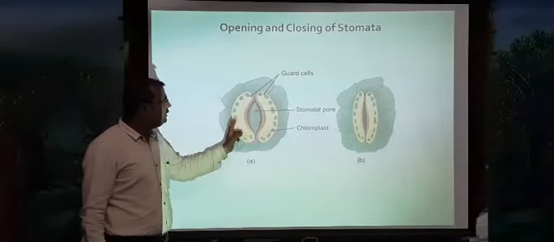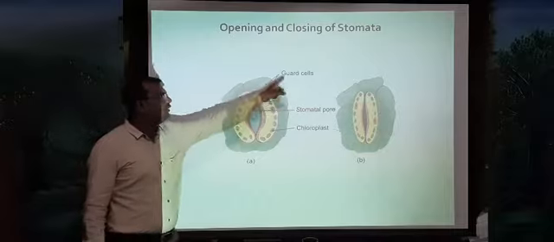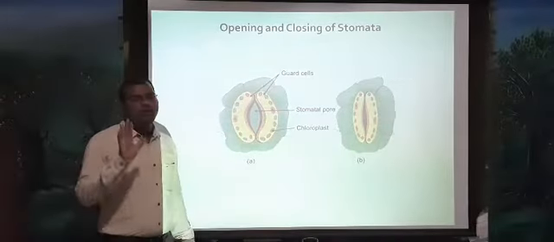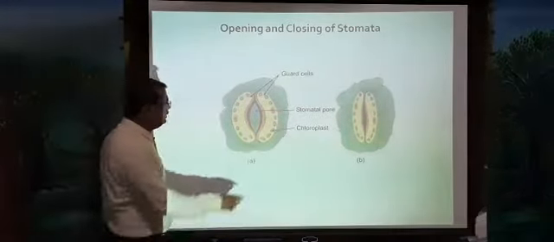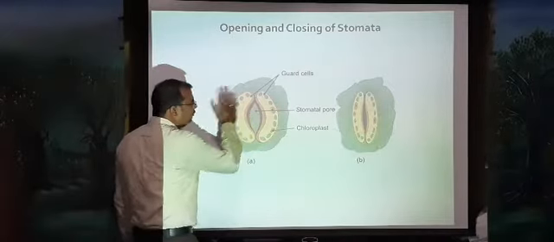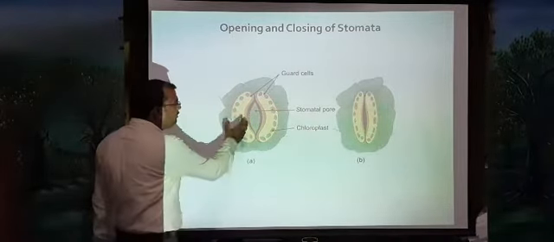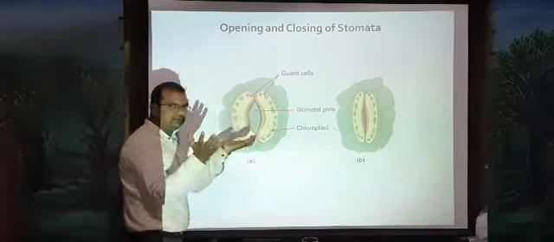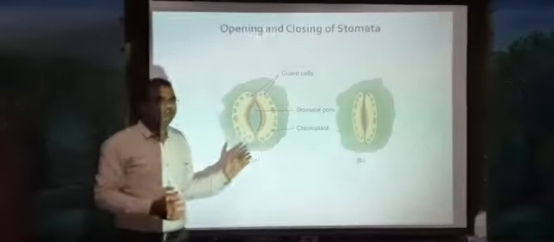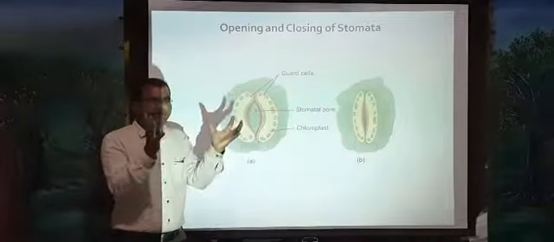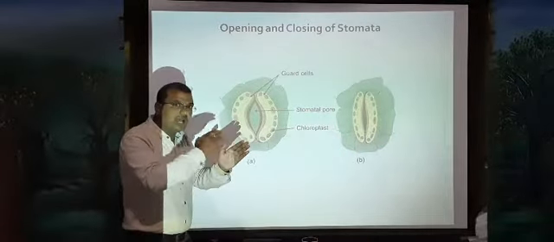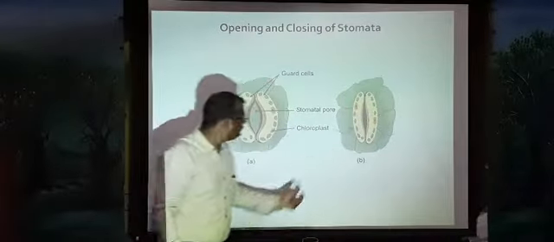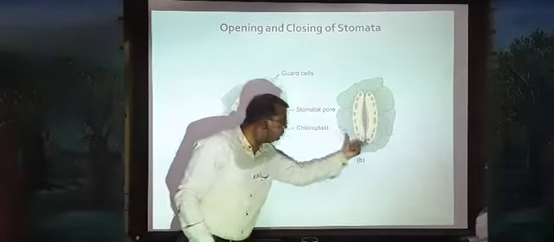These are the two bean-shaped structures called guard cells, which are responsible for the opening and closing of a stomata. And this is the stomatal opening where the water or gas passes. So when water enters, these guard cells swell. When water goes out of the stomata, they shrink. This is the opening of the stomata, and this is the closing of the stomata.